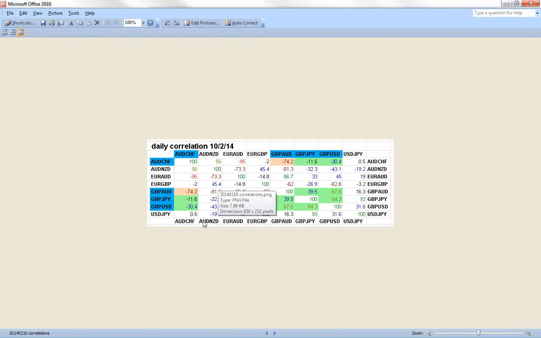Daily correlation. What the hell is going on here? Oh, is that thing? Yeah, if it's minus 80, it's highly correlated. Or positive 80 is highly correlated. Minus, it's negative. That's the opposite effect.